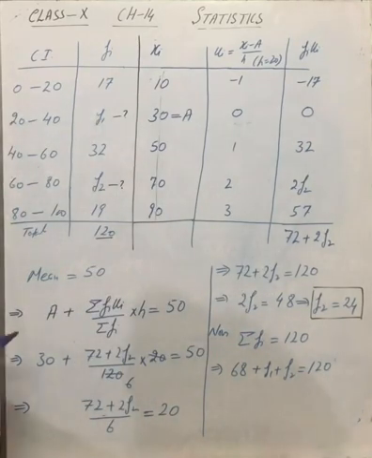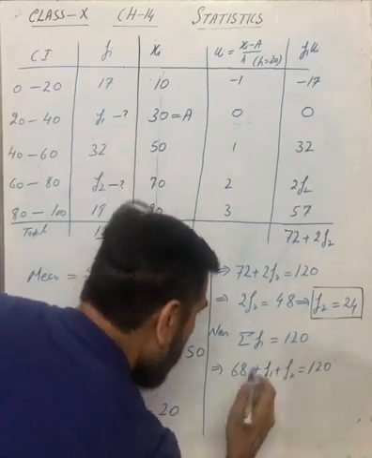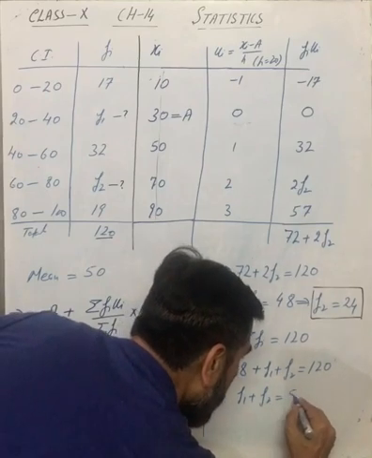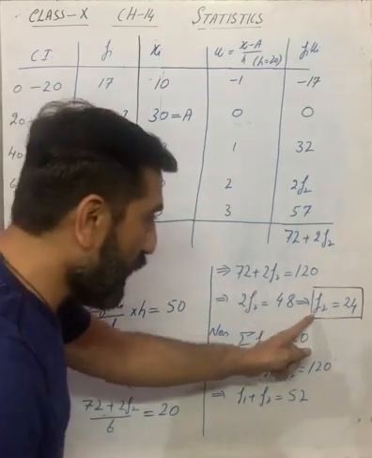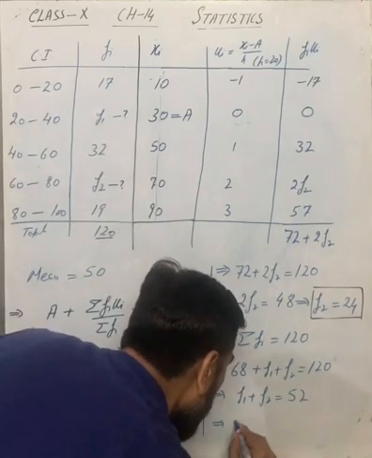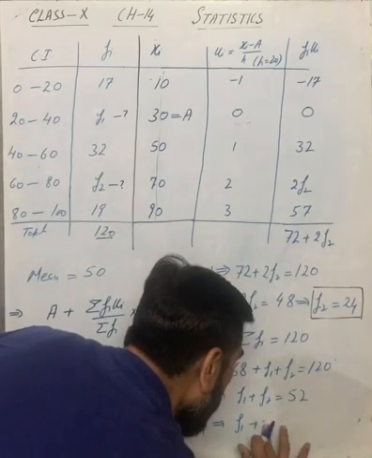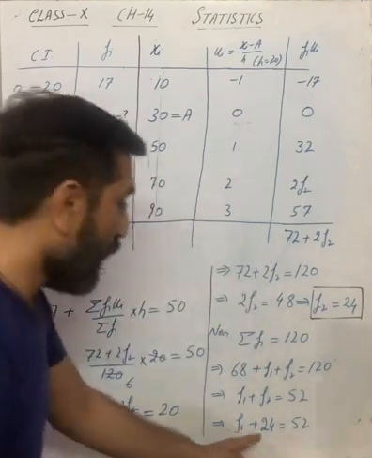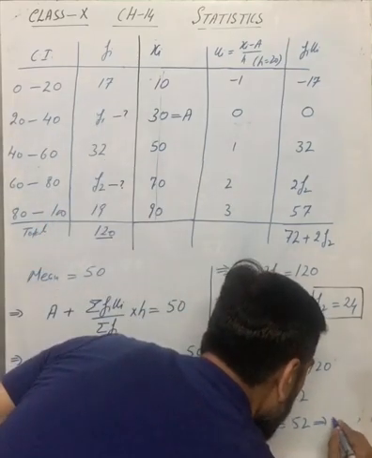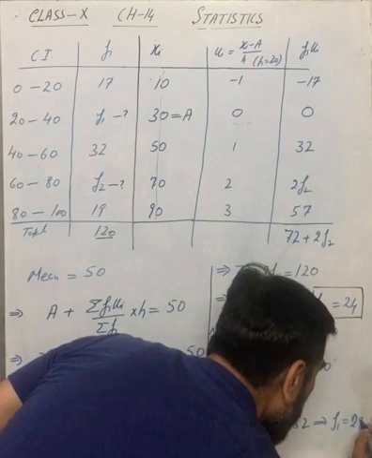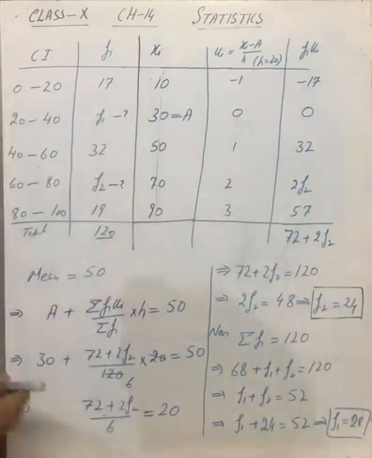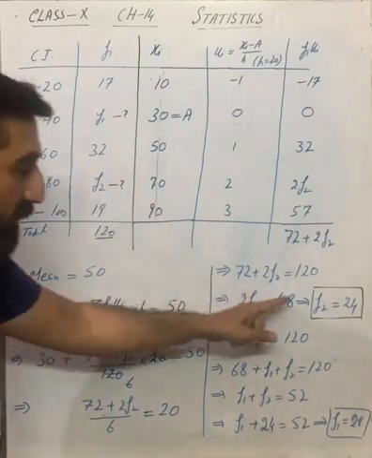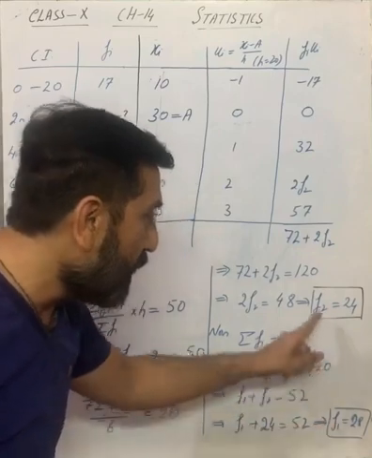I hope it's clear. When I shift this 68 to the other side, you'll get f1 plus f2 equal to 52. Putting this value of f2, 24, f1 plus 24 is equal to 52. 24 goes to the other side, subtract and you'll get f1 is equal to 28. So students, you can see that by applying this step deviation method we have the unknowns f1 and f2.